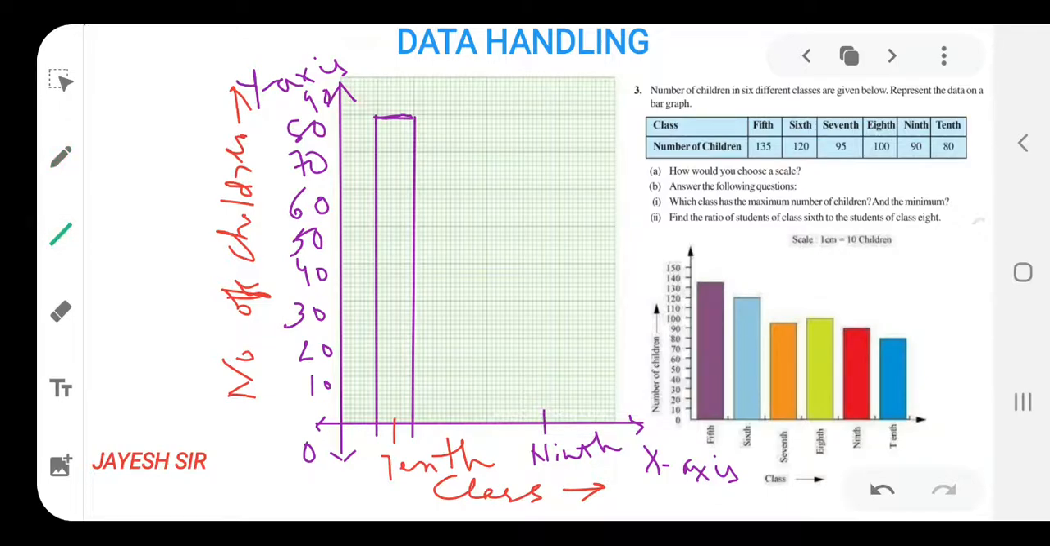Yes friends, you have to keep in mind that the class should be mentioned, that is to be given in the question. You cannot change the name. This is the basic thing you have to keep in mind. So for the 9th also I have done. Now we will join this. Sorry, I have drawn for 80 because for 90 it is till upside.